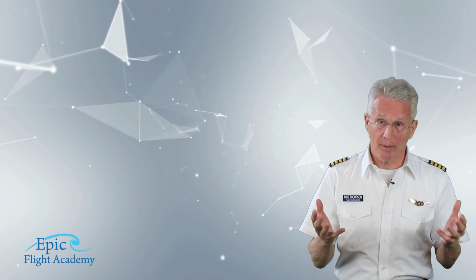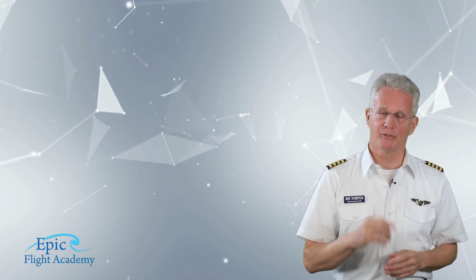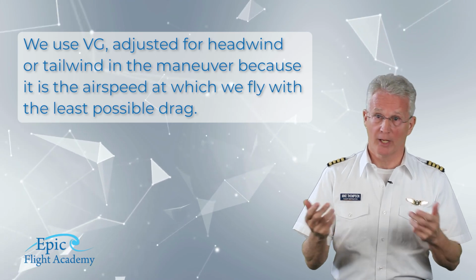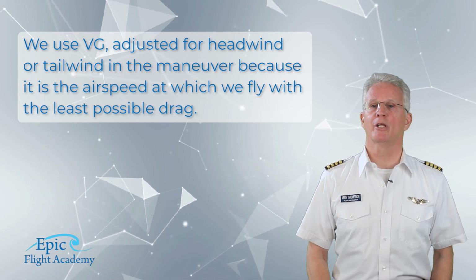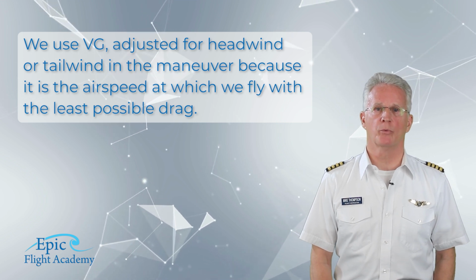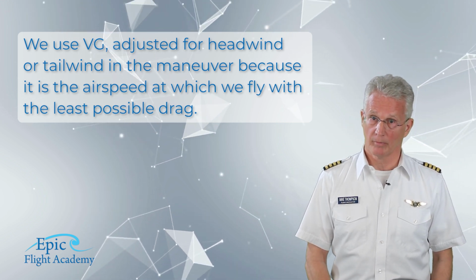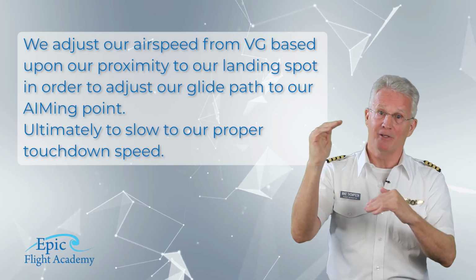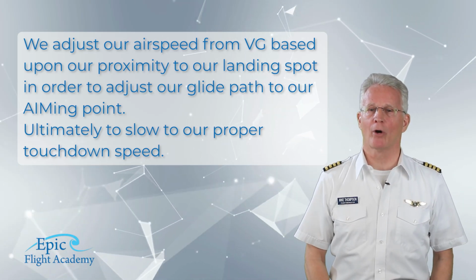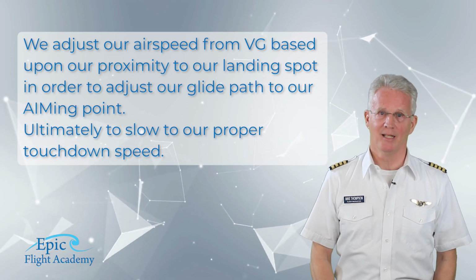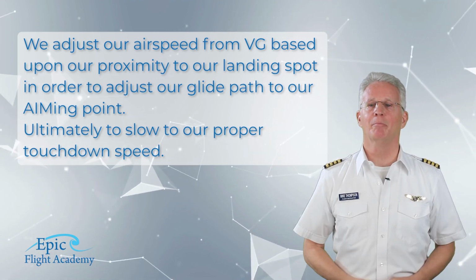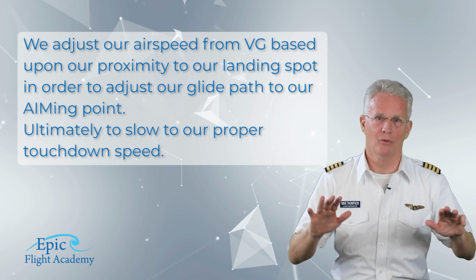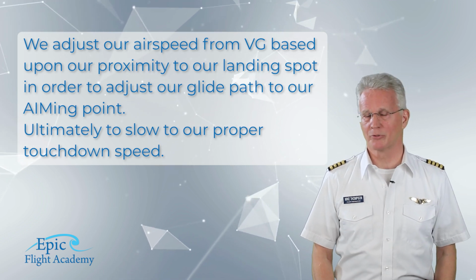So, as we wrap up our study of this maneuver, I want you to notice a few things. We use VG adjusted for headwind or tailwind in the maneuver because it is the speed at which we fly with the least possible drag. However, we adjust our airspeed above and below VG based upon our proximity to our landing spot in order to adjust our glide path to our aiming point, and then ultimately to slow down to our proper touchdown speed.